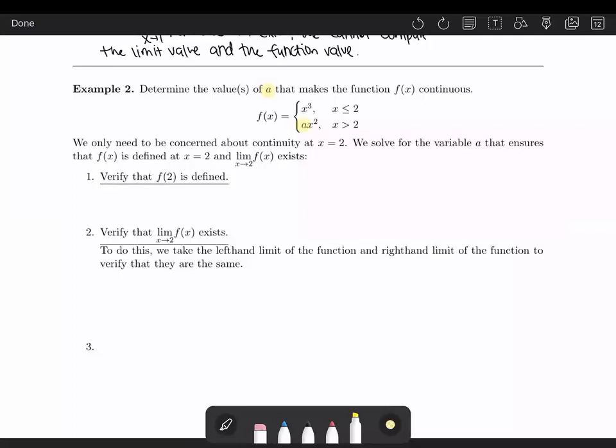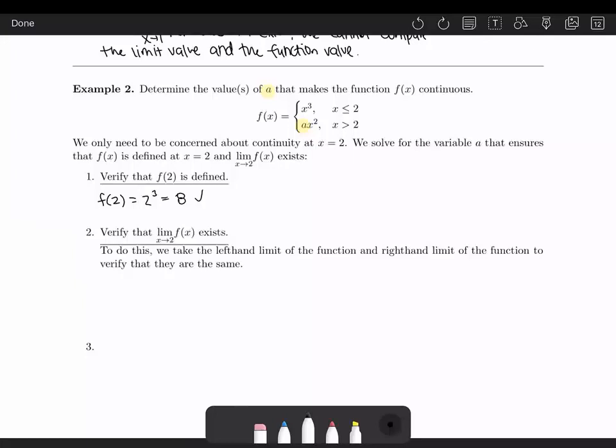Just like our former example, we have three things we need to check with continuity. We need to check that the function is defined at that point, that the limit exists at that point, and that those two things are the same. First, we evaluate the function at 2. We have f of 2, and when x equals 2, our function is defined to be x cubed. So this is 2 cubed, which is 8, and there's nothing wrong with that.